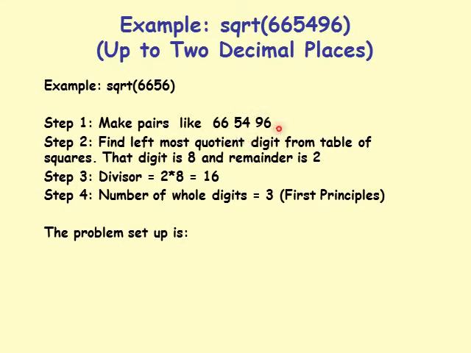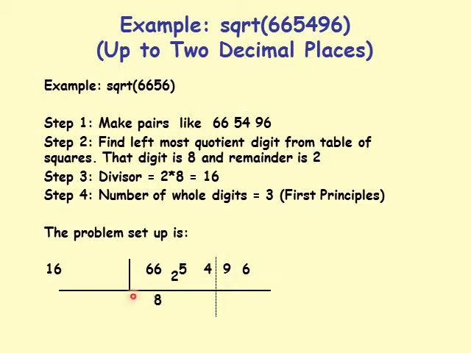Now 3 pairs and 3 digits. There are 3 pairs here and 3 digits in the square root. The problem setup is 66, 5, 4, 9, 6, with 8 as my first quotient digit, and 16 is my first divisor, and 2 as a remainder which gets prepended to the next dividend digit.